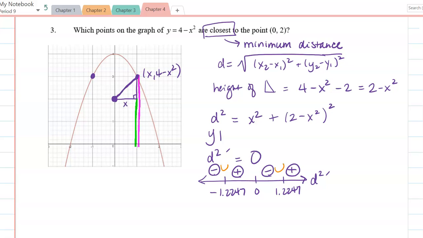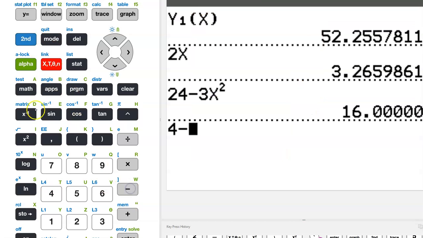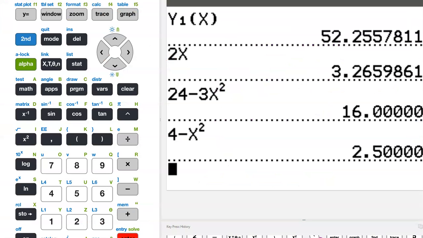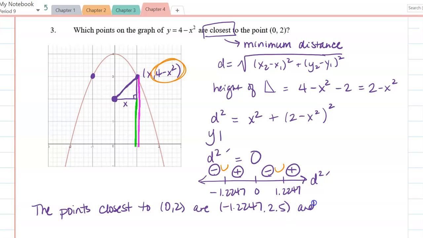You still need to figure out the y value that's associated with these, and that just belongs with that function right there, 4 minus x squared. So we'll type on our home screen 4 minus x squared. And that value is 2.5. So we'll write our sentence. The points closest to 0, 2 are negative 1.2247, 2.5, and positive 1.2247, comma, 2.5.